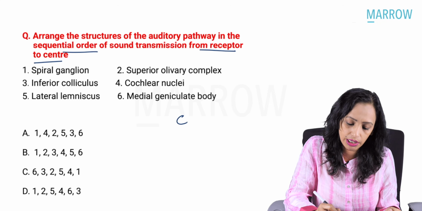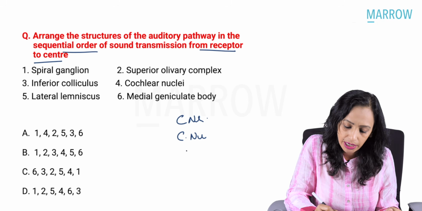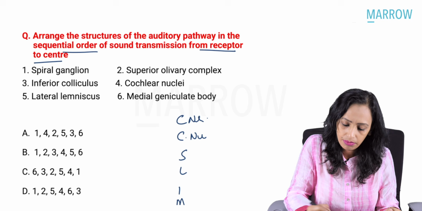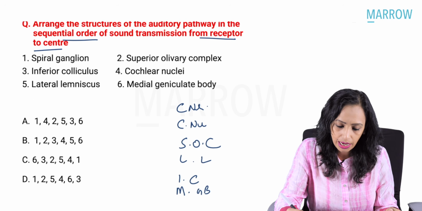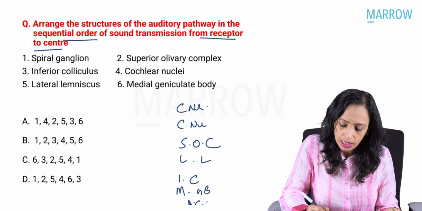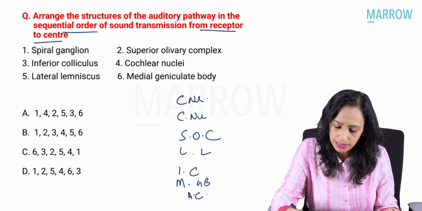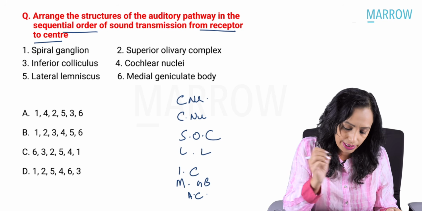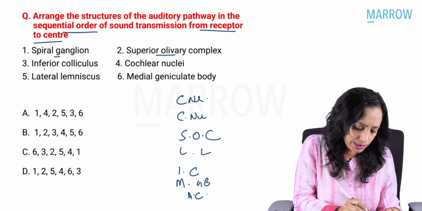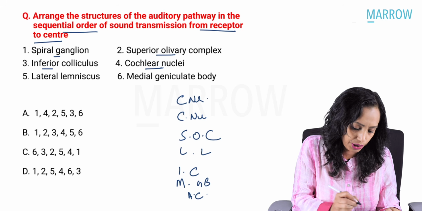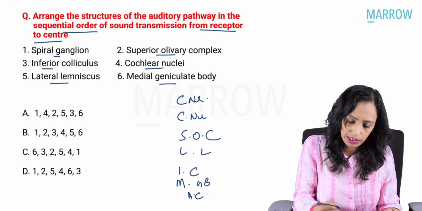We have first the cochlear nerve, then we have the cochlear nuclei, and then we have SLIM, S-L-I-M. What is S? S is superior olivary complex, L is lateral lemniscus, I is inferior colliculus, and M is medial geniculate body. And then we have the auditory cortex, the transverse temporal gyrus, area number 41, right? So now let us see what the choices are. Spiral ganglion, superior olivary complex, inferior colliculus, cochlear nuclei, lateral lemniscus, medial geniculate body.